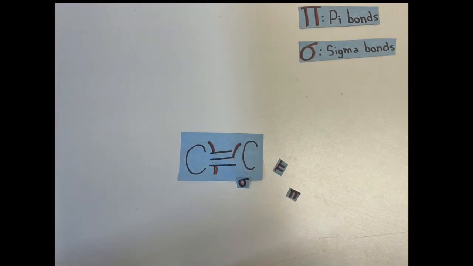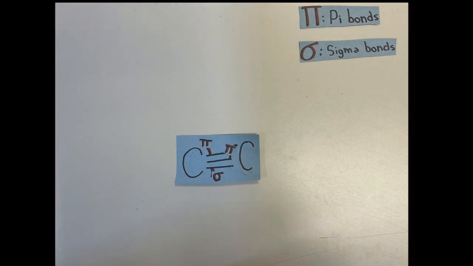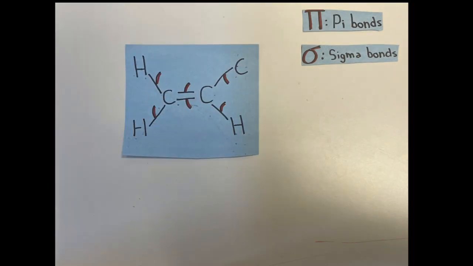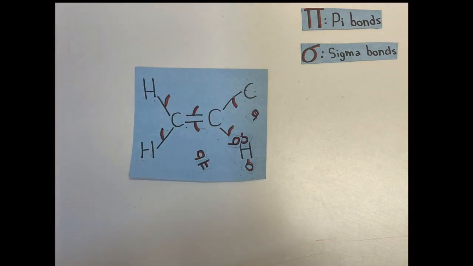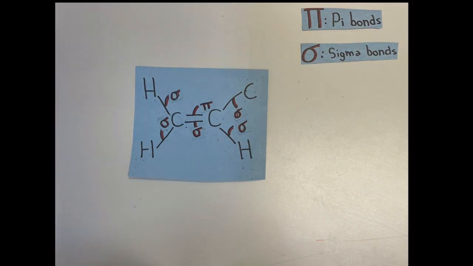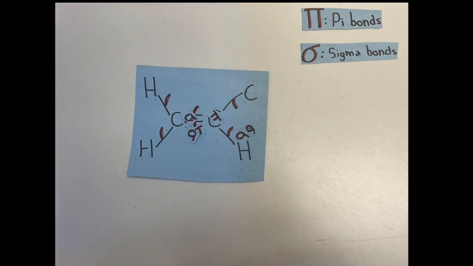Alright, before I name these, try and name which ones they are. Perfect, so there it is. We have 2 pi, 1 sigma. Let's take a look at another one. Once again, try and name them before I name them. So we have 3 sigma bonds and 1 pi bond. That means 3 first bonds and 1 second bond. Alright, awesome.